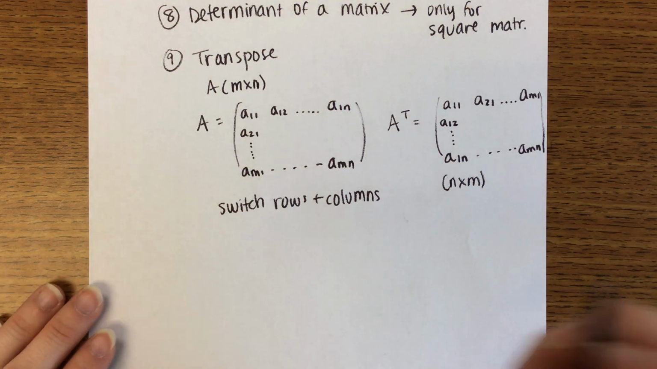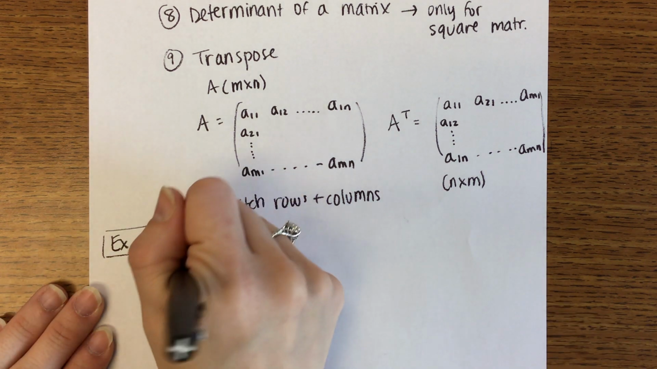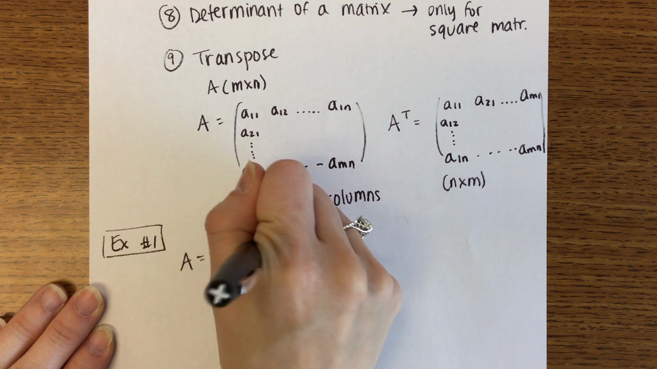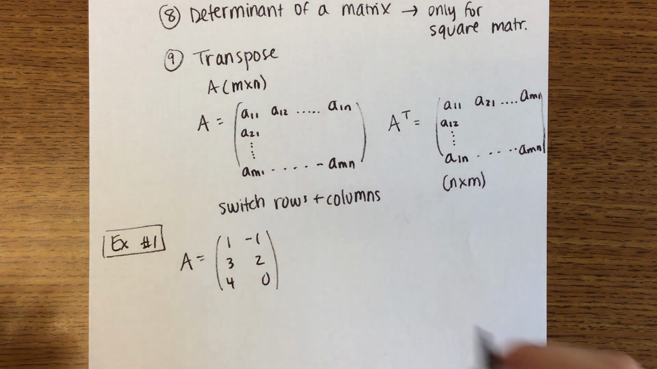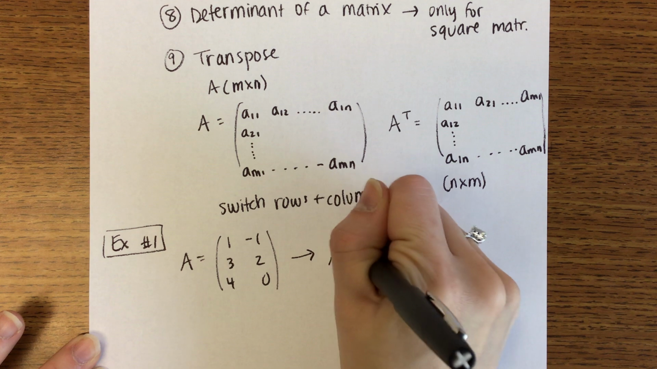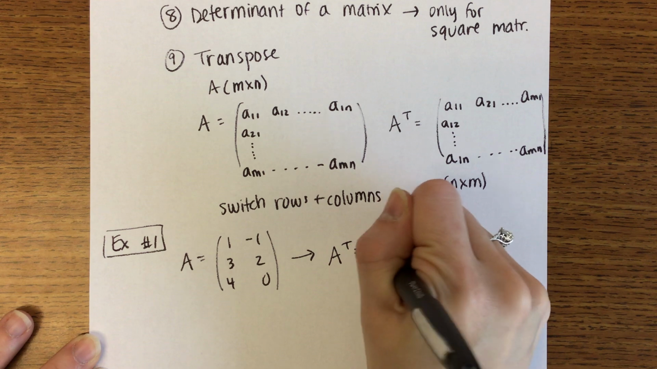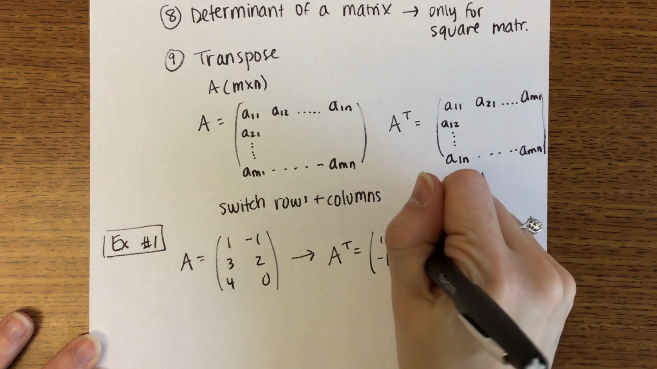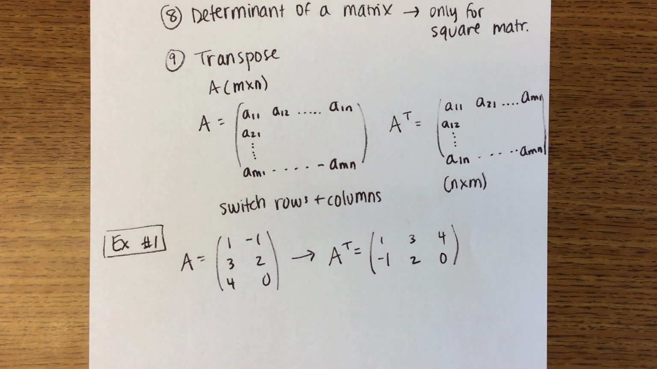So we're going to look at an example with numbers. Let's say A is the matrix with rows 1, -1, 3 and 2, 4, 0. Our transpose then, this first row becomes a column. Next row becomes a column. Last row, again, becomes a column. We are going to need that.